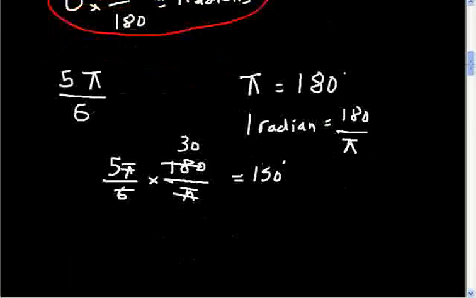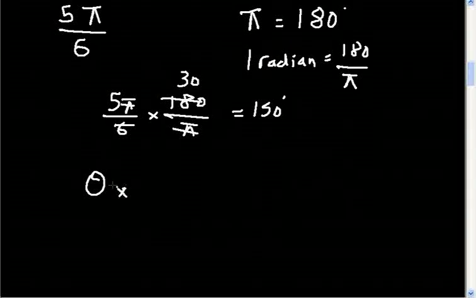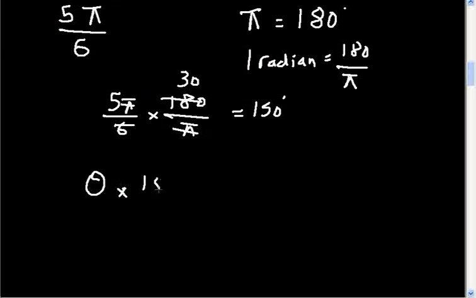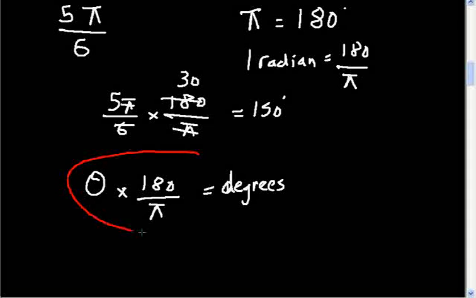So if I were to summarize that, if you need an angle in degrees, you need to take the angle in radians times 180 divided by pi, and you get the degrees equivalent of an angle in radians.